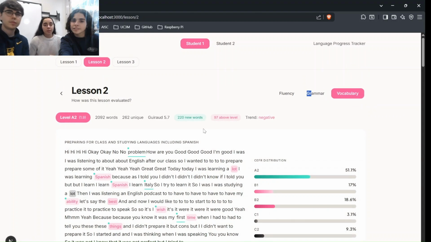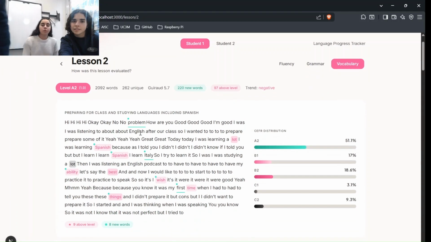Then, regarding the vocabulary, we showed how many words were used of each complexity. For example, "problem" being an easy one, and some other words being more complex.